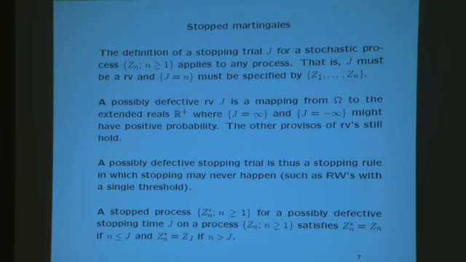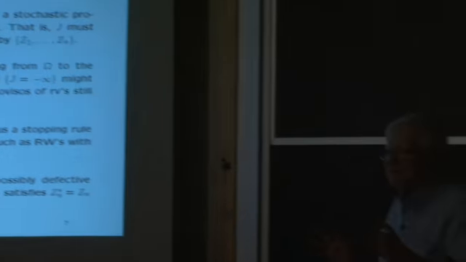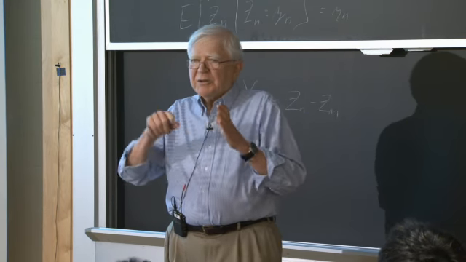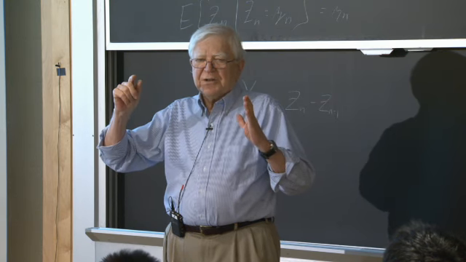Okay, so a stopped process for a possibly defective stopping time satisfies z sub n star, which is... let me start over in that. We have now defined stopping rules. Now we want to define a stopped process. A stopped process is a process which runs along until you decide you're going to stop.